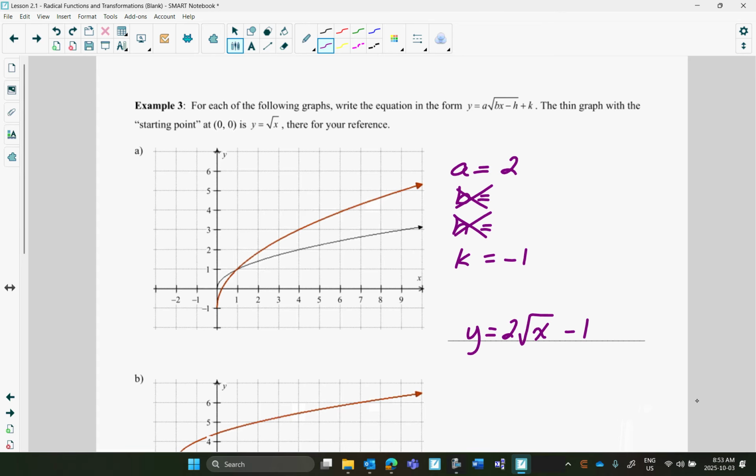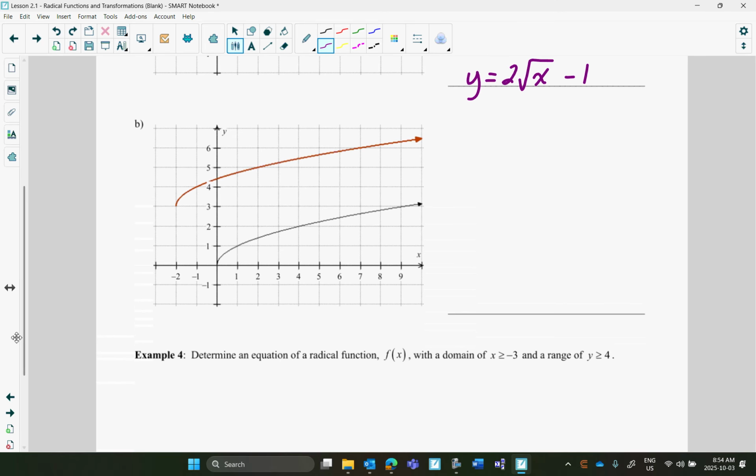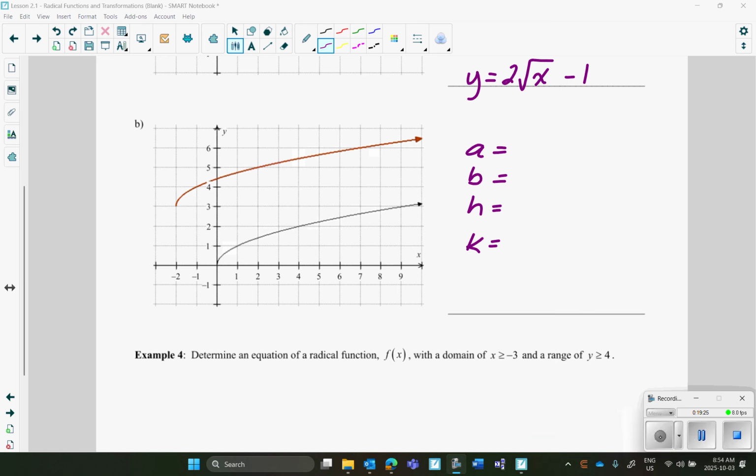See if you can figure out the second one. Anybody want to take a shot? No?